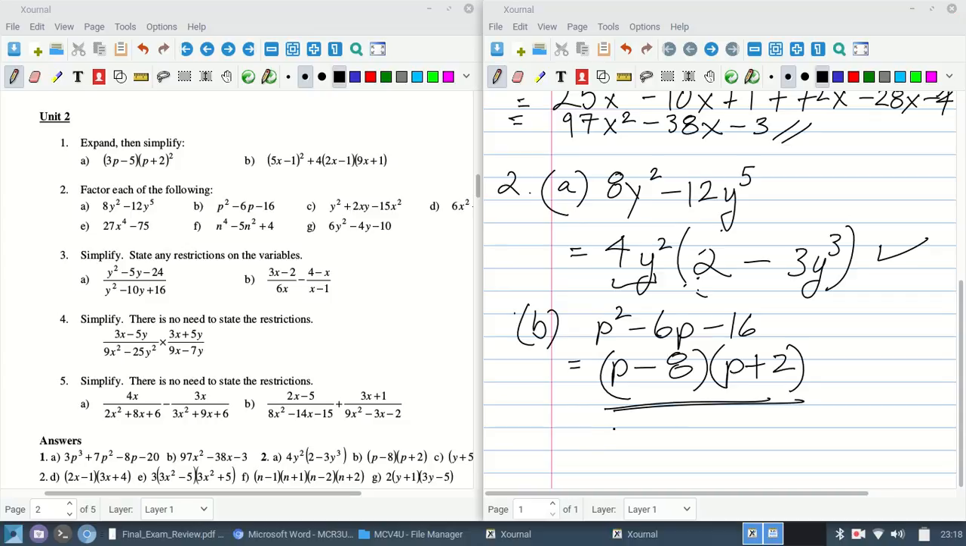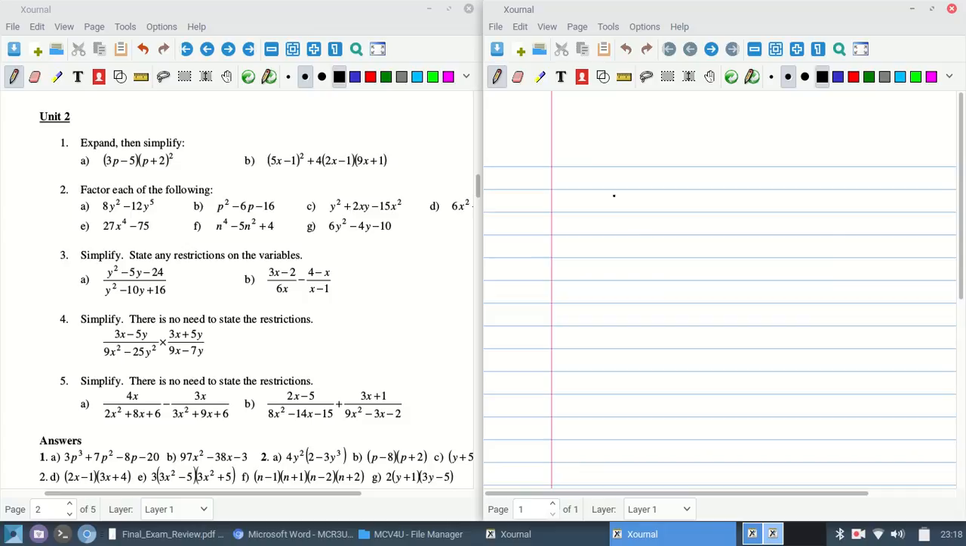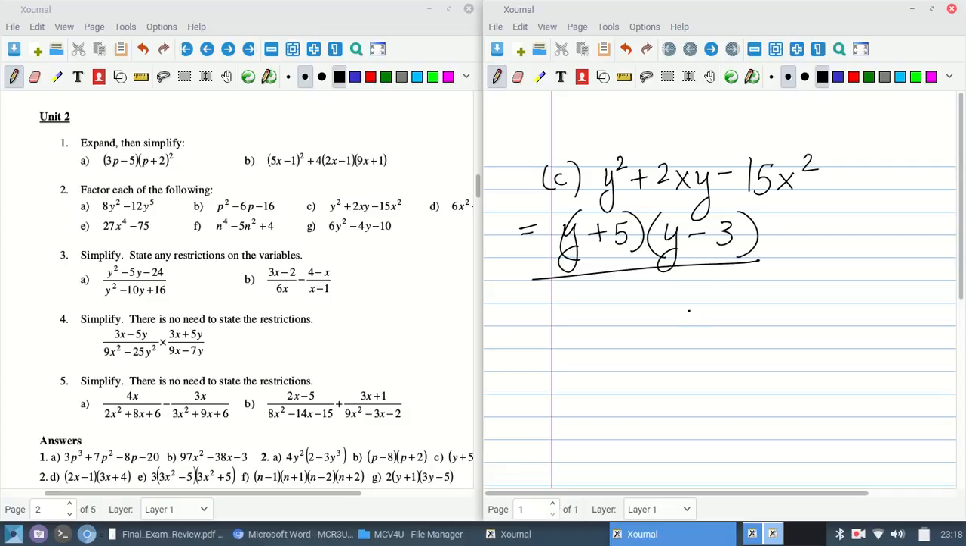So now I'm going to restart the page, and I'm going to do C. Y squared plus 2xy minus 15x squared. Here's what I need to do. I need to figure out how to factor this, and I need 2 numbers that multiply to 15 but have a difference of positive 2. So it's going to be 5 and 3, and since it's positive 2, I probably need the positive to go to the 5 instead of the 3. So I do this. And I know that one of them has to have a negative because I've got a negative in the final term.